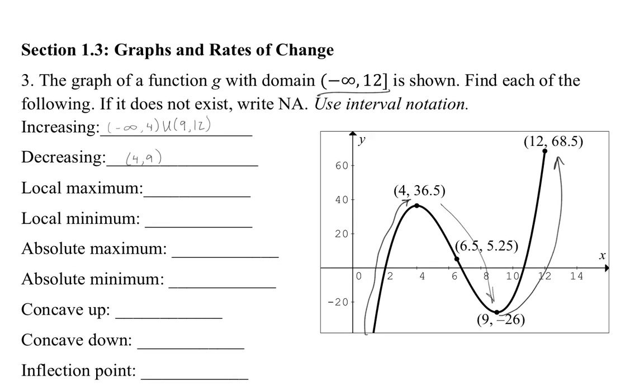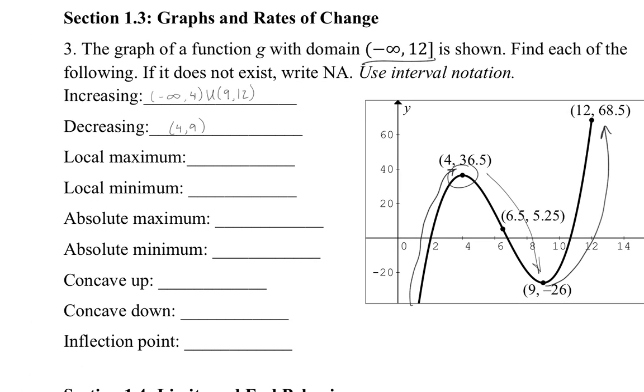Moving on to our local maximum, that is going to occur here. This value is technically higher, but we cannot have a local maximum at an endpoint. So our local maximum is going to be at x equals 4, y equals 36.5. Now on our local minimum, that value is here. So we're going to say at x equals 9, y equals -26.